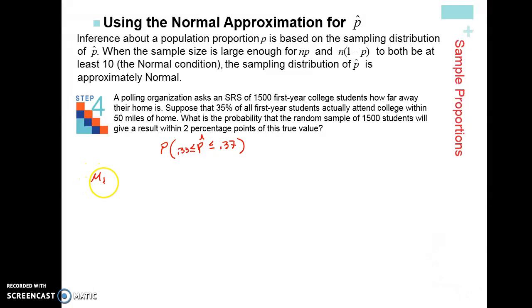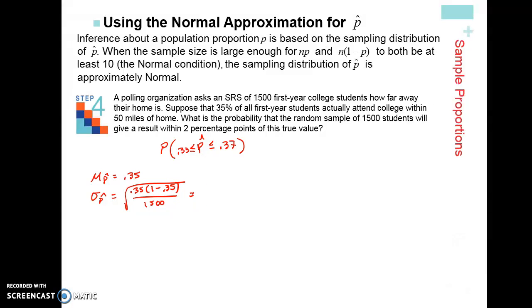And if that's the case, then we have to look at the sampling distribution for p hat. So mu p hat is equal to p, 0.35, as long as it's an unbiased estimator, right? And the standard deviation of p hat is just going to be the square root of 0.35 times 1 minus 0.35 all over 1,500.